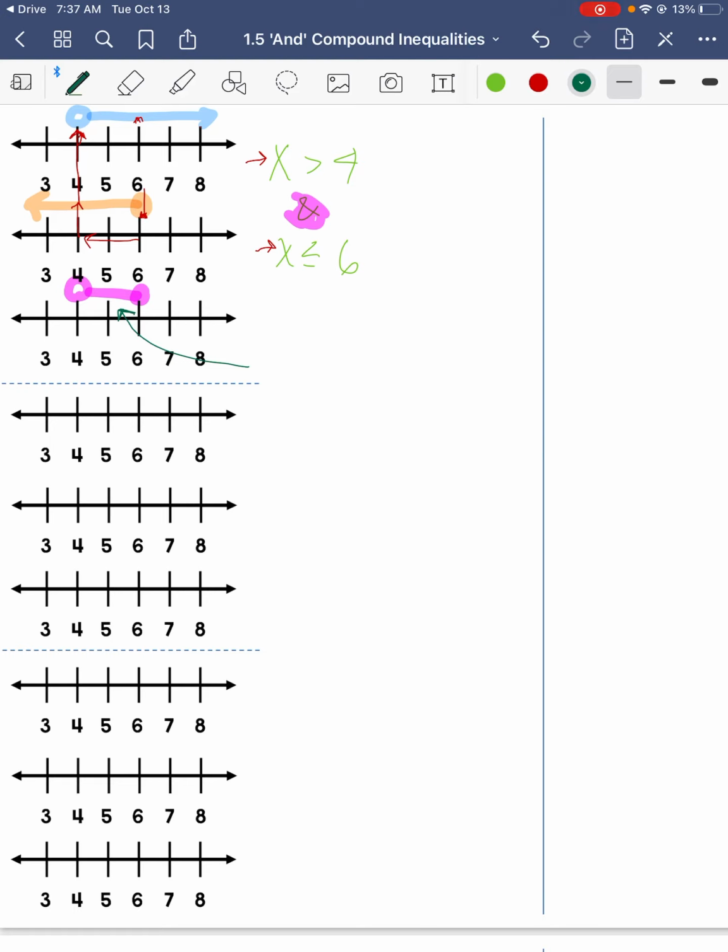Because our graph is between 4 and 6, not including 4 but including 6, we're going to write that like this: 4 is less than x, which is less than or equal to 6. Here we are just combining these, and we're looking at the values that overlap in these.